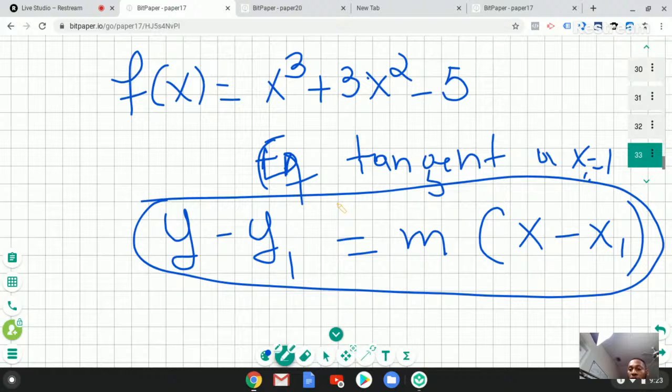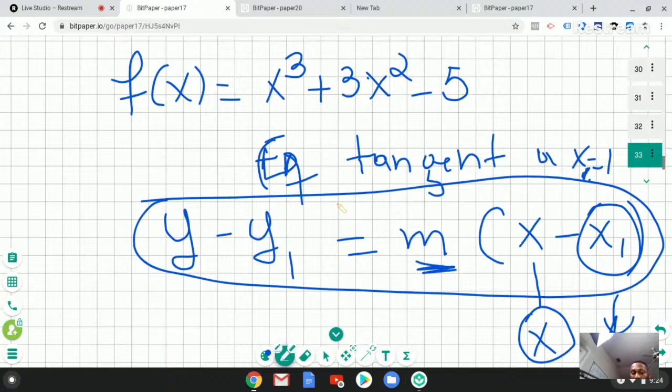The x1 is the point that they give us, the 1. We got that. The x is going to stay the variable, so it's not even something that we're going to look for. We're just going to leave it as x. The y is going to stay the same way. We have that.